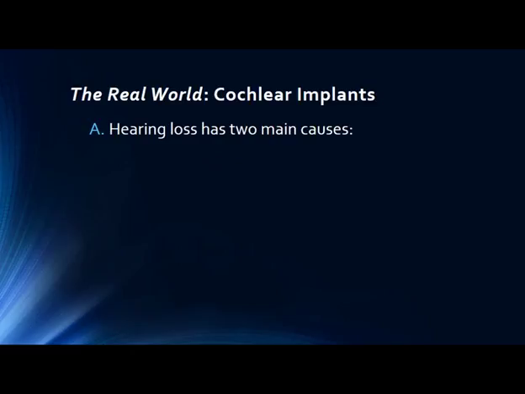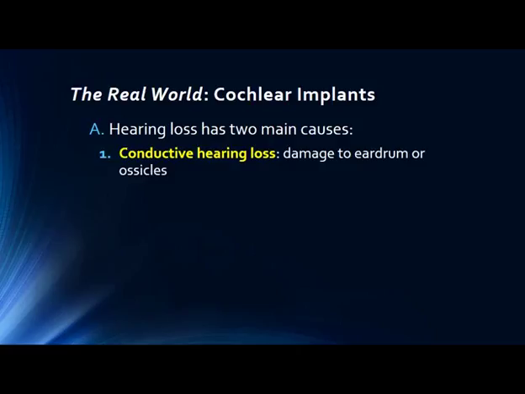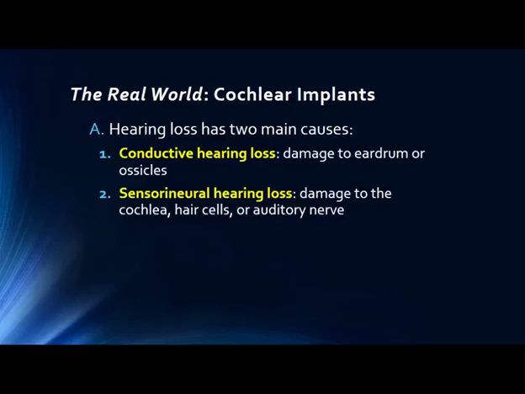Okay, last couple issues. Cochlear implants are relatively new technology, not super new, but certainly they're much better. Hearing loss has two main causes. Conductive hearing loss tends to be caused by damage to the eardrum or the ossicles. This is what happens as we get older. Or you can have sensory neural hearing loss, and this is usually damage to the cochlea, auditory nerve, or the hair cells.